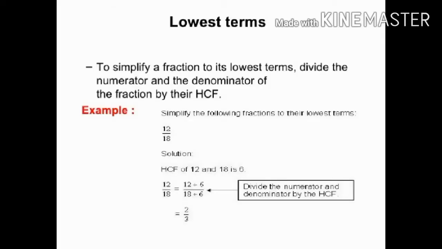Simplification of fraction to the lowest term. To simplify a fraction to its lowest term, divide the numerator and denominator of the fraction by their HCF. Dear students, to reduce a fraction to its lowest term, first we need to find out the HCF of both numerator and denominator. Then divide both numerator and denominator with that number. So the example is, simplify the following fraction to its lowest term, 12 by 18. First of all, we will find the HCF of 12 and 18.